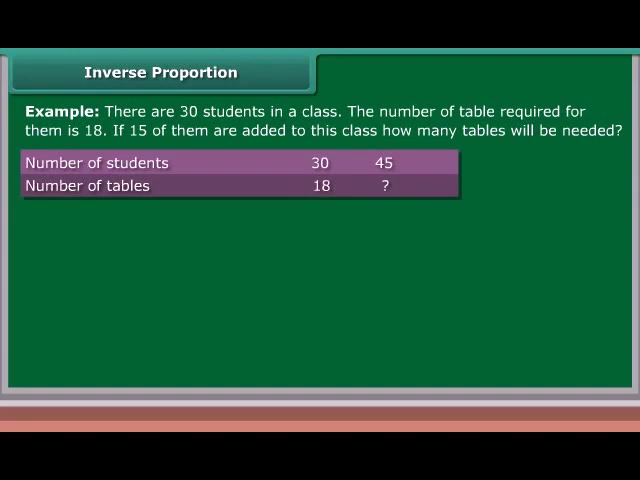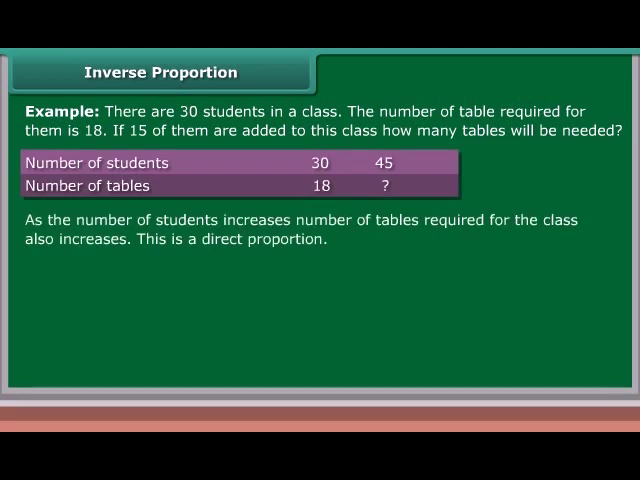Example: there are 30 students in a class. The number of tables required for them is 18. If 15 students are added to this class, how many tables will be needed? As the number of students increases, the number of tables required for the class also increases. This is a direct proportion.